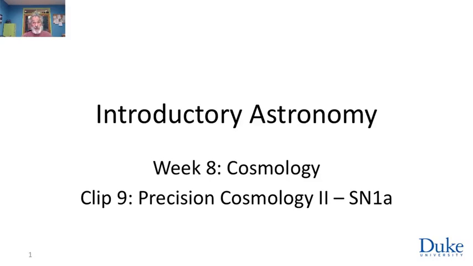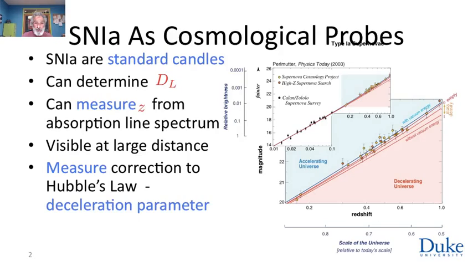What you need is an object you can see at great distance, which therefore has to be very luminous, and whose luminosity you know. We made a big deal about such objects. Type 1a supernovae, the explosions of white dwarfs as they approach the Chandrasekhar limit because of accretion from a binary partner, form precisely very luminous standard candles.